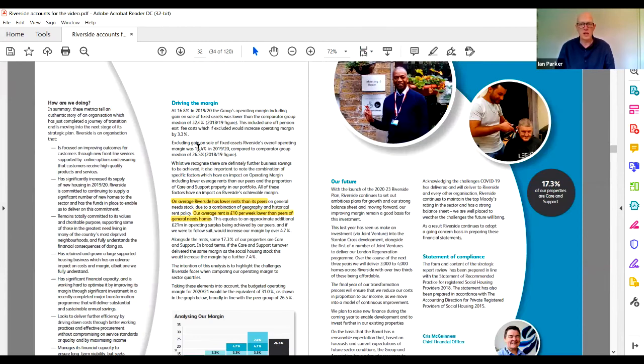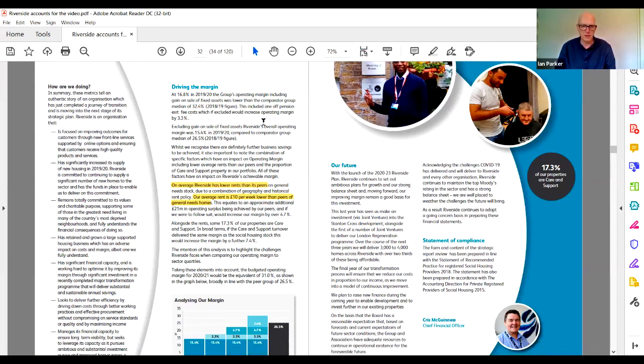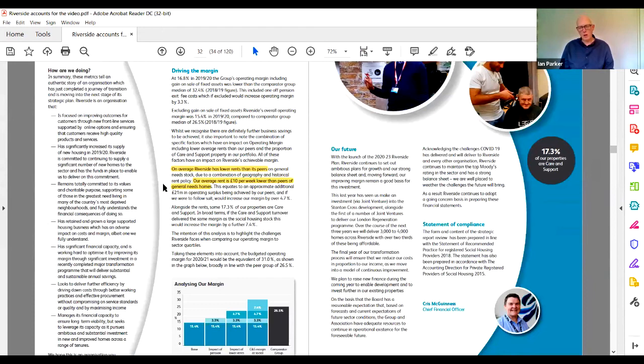Moving to the next section, which is referring to rent levels, you want to know whether the rents being charged by your organisation compare with others. Well, here in the highlighted section, it says that Riverside rents are lower than its peers. On average, it's £10 a week lower than its peers for general needs homes.